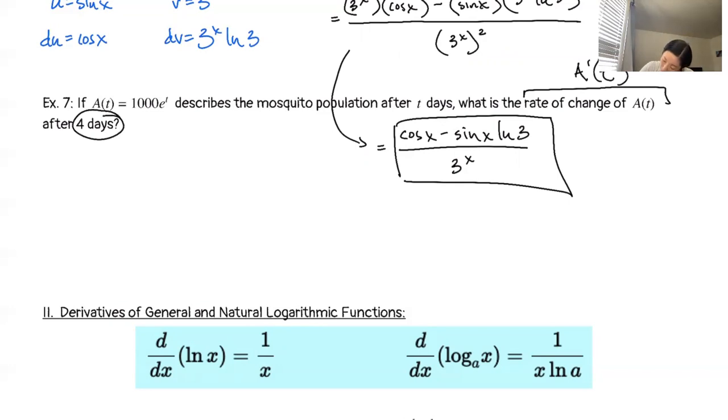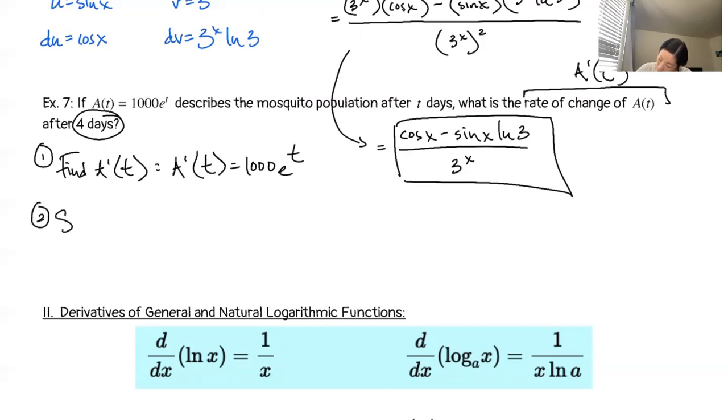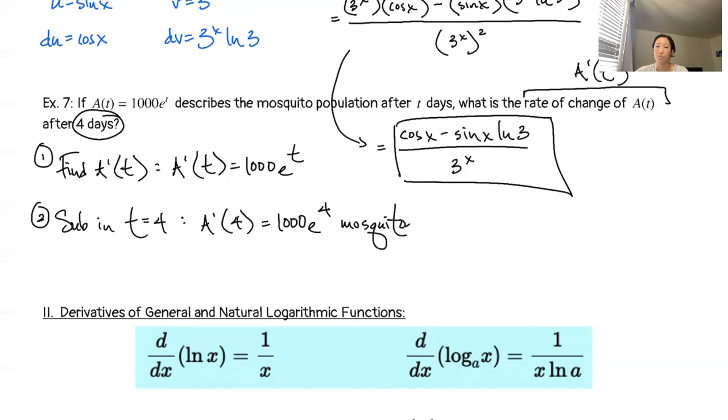So, number 1, find A prime of t. Constant multiple: the constant is 1000 and the derivative of e to the t is e to the t. Step 2, we sub in t equals 4, and so we get A prime of 4 equals 1000 e to the 4. We'll just leave it as 1000 e to the 4, and that is mosquitoes per day. There's a lot of mosquitoes growing in population, that many mosquitoes per day. That's kind of gross.